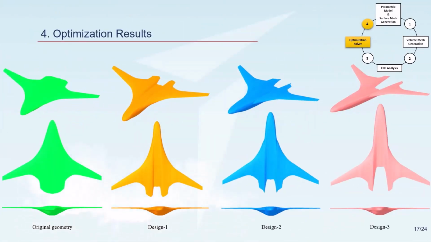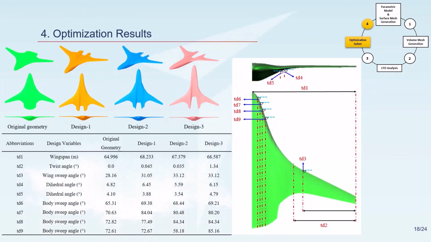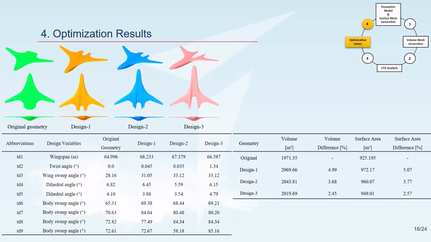In this slide, I wanted to show you more closely the initial and the optimized geometries. At first glance, the most noticeable geometric change is the increase in the sweep angles on the fuselage and the wing. Here you can see the values of the design variables after optimization. The new designs are also compared to the original geometry in terms of volume and surface area. Both volume and surface area increase by a maximum of approximately 5%.